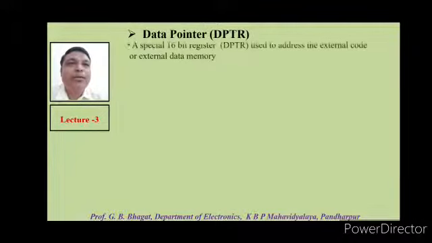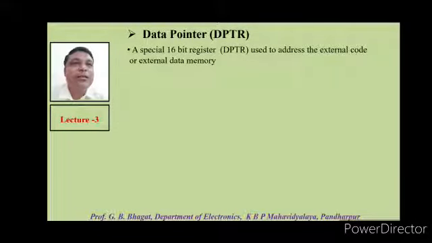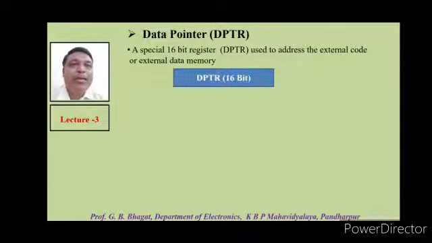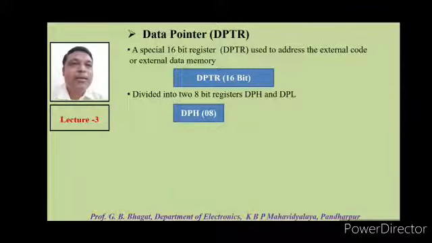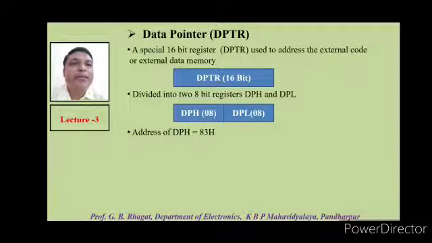Next, let us see the data pointer. The data pointer is a 16-bit register which is used to address external code or external data memory. This data pointer is divided into two parts, that is DPH and DPL. Both DPH and DPL are 8 bits in size. The address of DPH is 83H. The other part of the DPTR is DPL, having 8-bit size. The address of DPL is 82H.